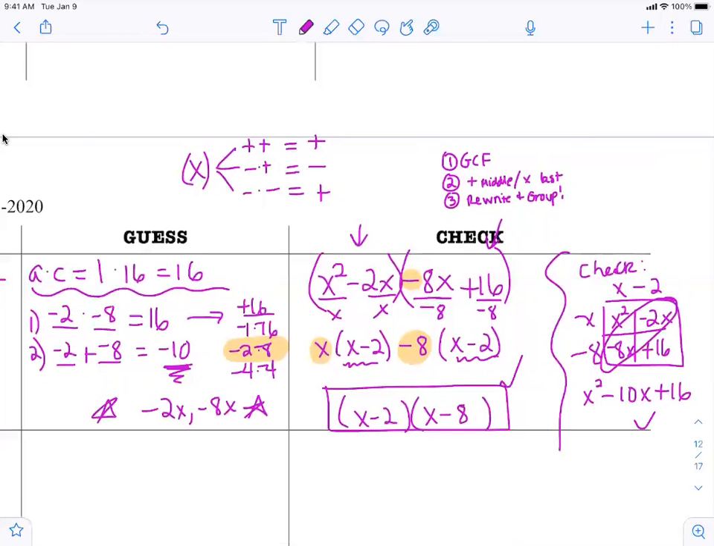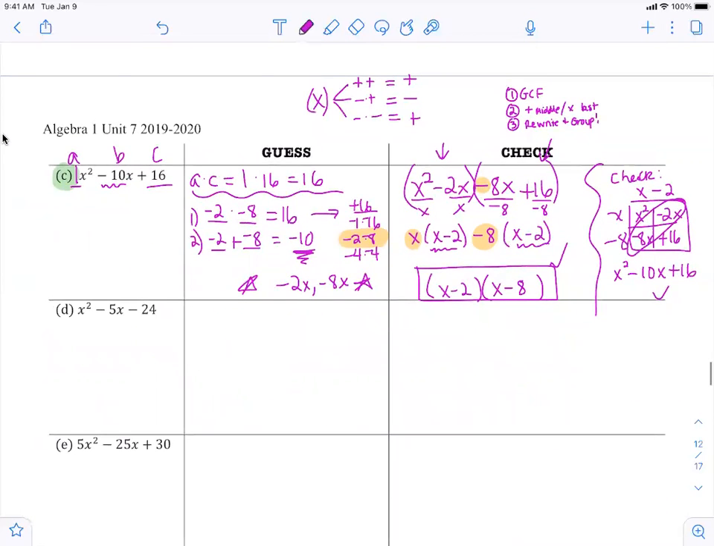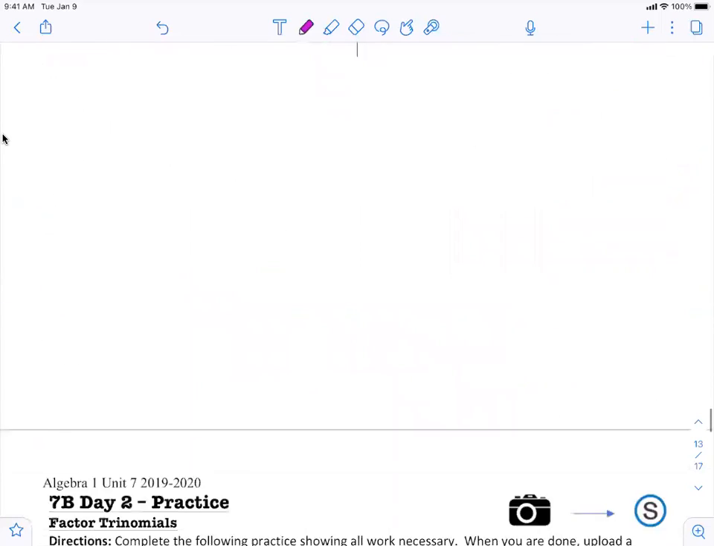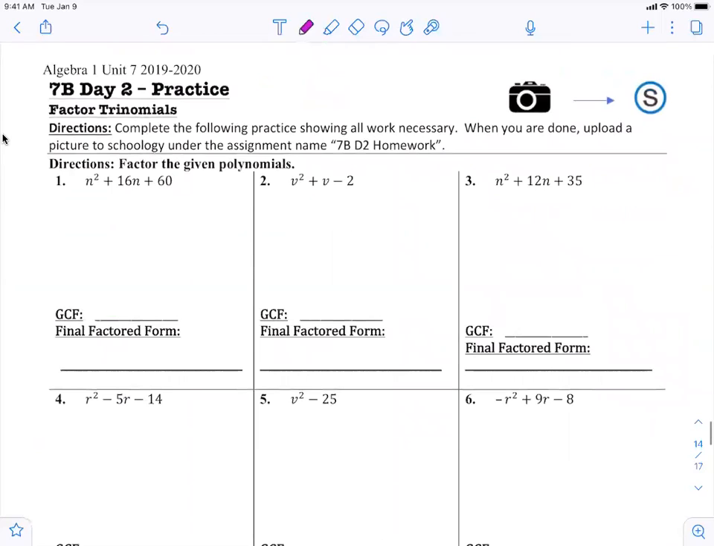All right. So that's factoring. If you want to give some of these others a shot, we're going to do some in class together. But if you're feeling good, you can go ahead and start working on the practice for today.